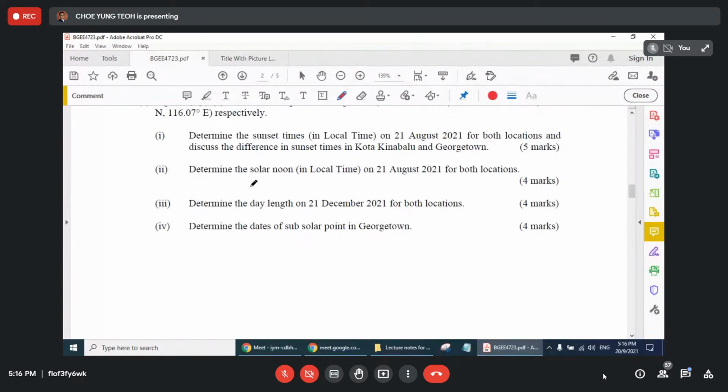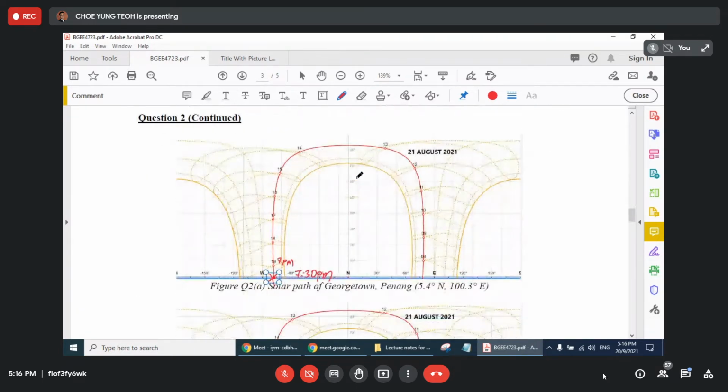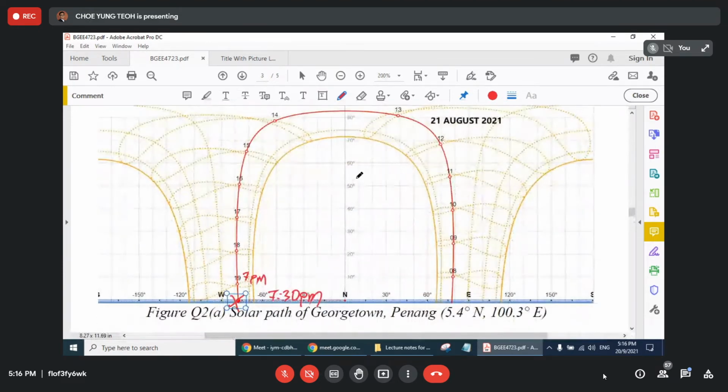Number 2. Determine the solar noon in local time on the 21st of August for both locations. Solar noon, local time. So maybe you look at this, Georgetown. Solar noon is when the azimuth angle equals 0. So at the middle. So if I refer to the local time, this one is 30, 1 p.m., 40, 2 p.m. So somehow it's closer to 13. Maybe I can estimate 1:05 p.m.